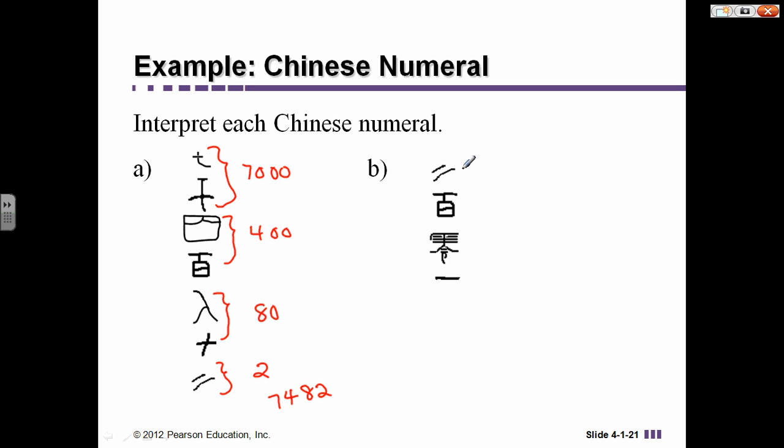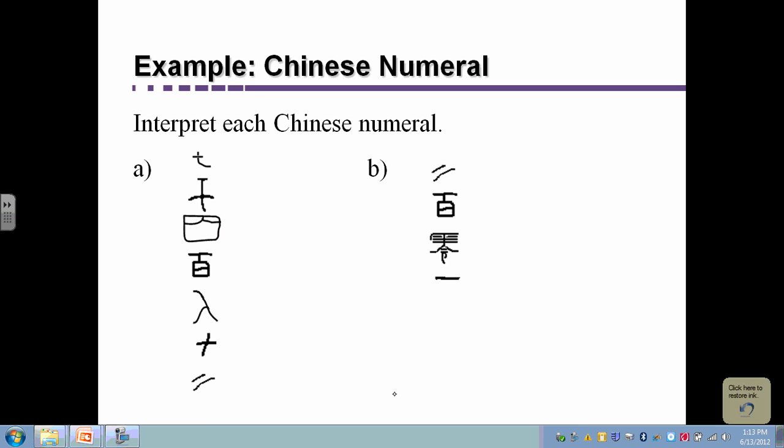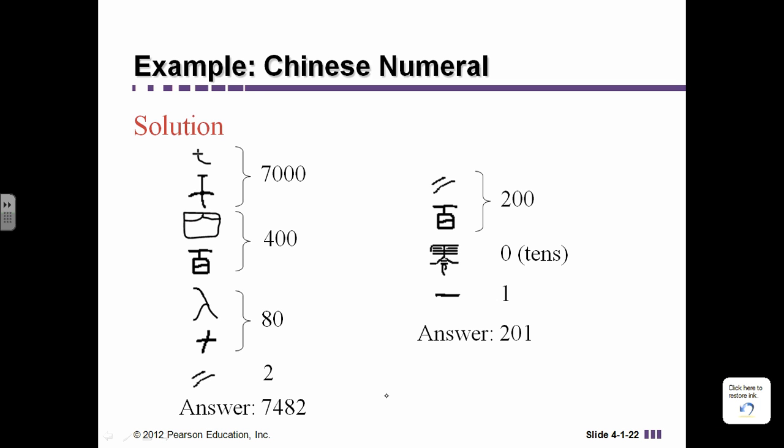On the second one, we group the first two together, and we end up with 2 and 100, which is 200. The next symbol that you see here is 0. If you look at the chart, that's the number 0. And the last place that we have here is 1. So if we add those together, we get 201. We have to have that 0 symbol basically as a place marker to mark that 0 in the value.